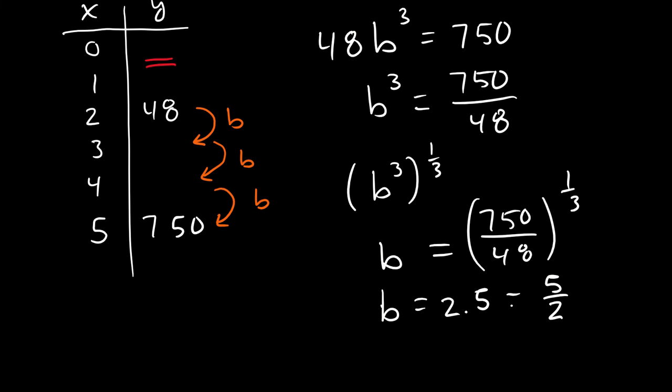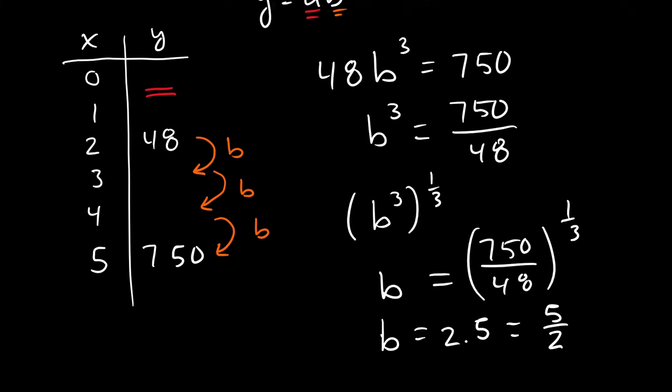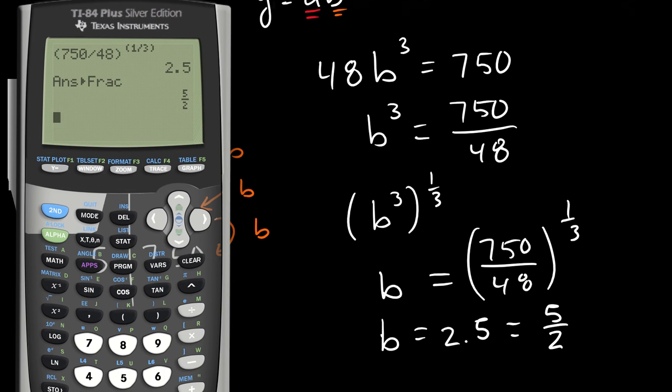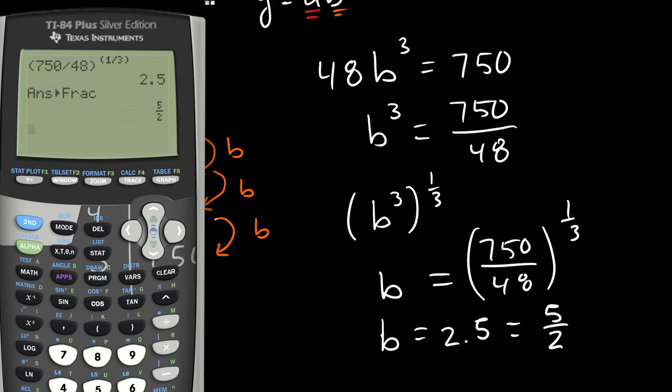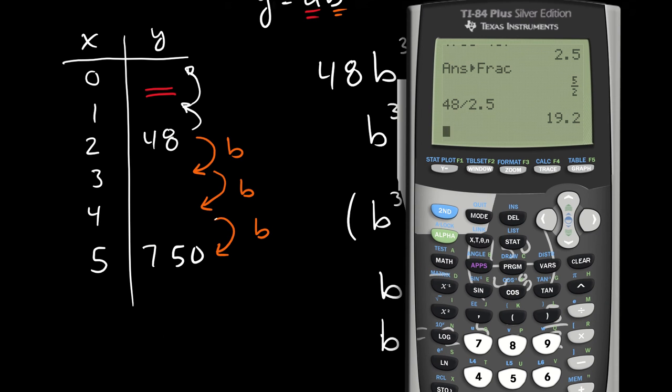So we know b. Now, if we want to figure out what a is, instead of multiplying to move forward, I just have to divide by b once, twice, and it will give me my starting value. So let's take 48, and I'm going to divide by 2.5. That is the first term. I can write it down if I want. This term is 19.2. And if I divide by 2.5 again, I get 7.68. 7.68.